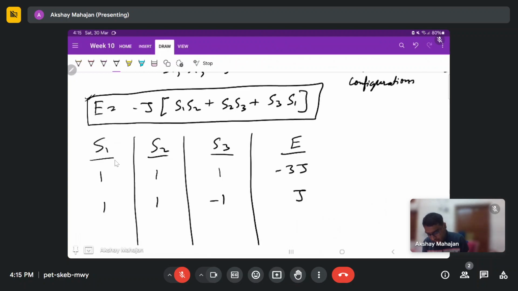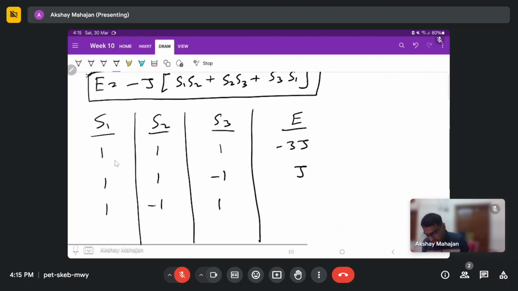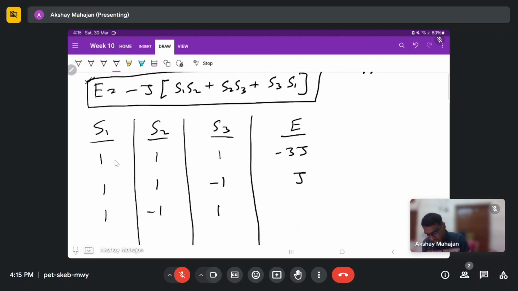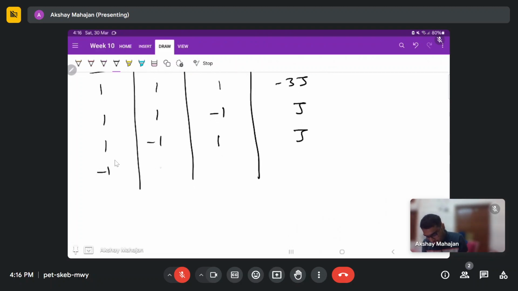For S1, S2 we get +1. From S2, S3 we get a -1. From S3, S1 we again get a -1. So -2 + 1 will be -1, and -1 times minus J will be +J. So we get +J here. Similarly, if you take 1, -1, 1, then S1 S2 will give you a -1, the S2 S3 term will again give us a -1, and S3 S1 will give a +1. So -2 + 1 will be -1, and -1 times minus J will be J. Similarly, you can check the other combination, -1, 1, 1, that will also be J.